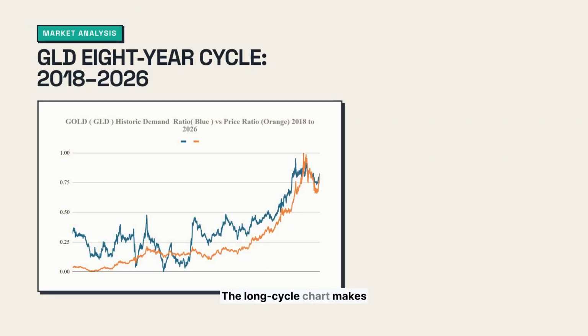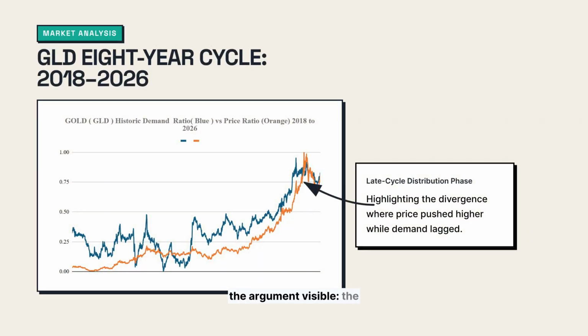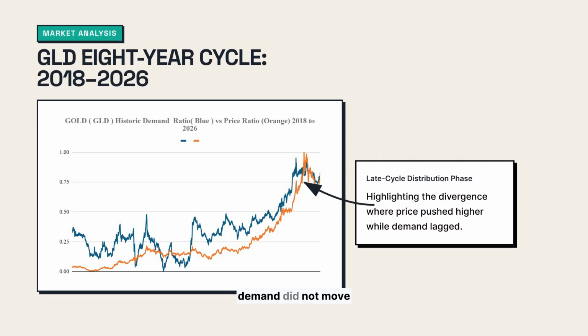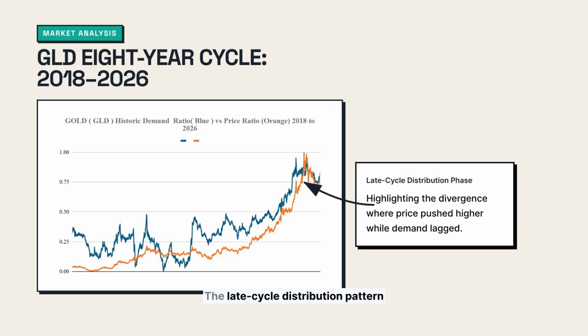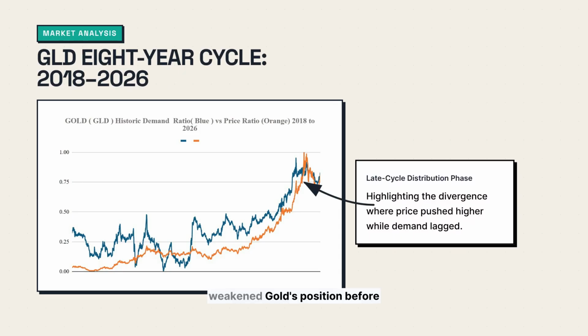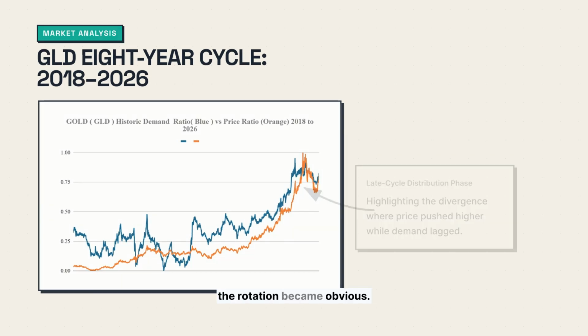The long cycle chart makes the argument visible. The surface price and internal demand did not move with equal strength. The late cycle distribution pattern weakened gold's position before the rotation became obvious.